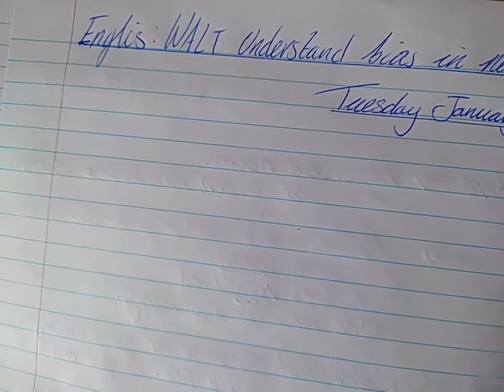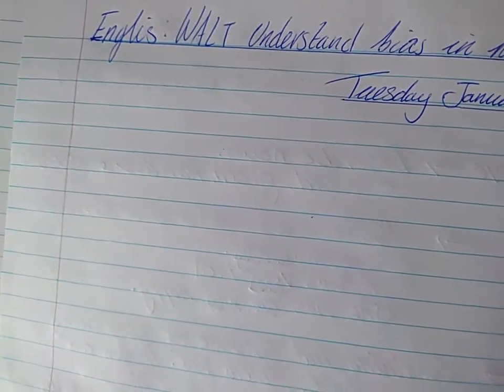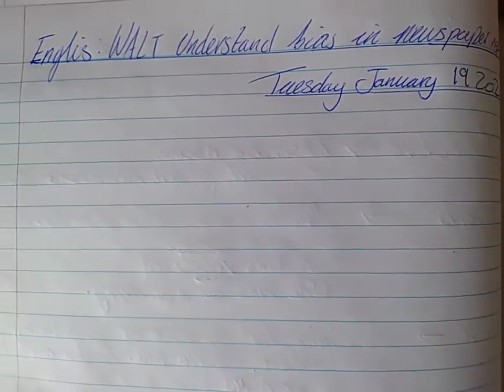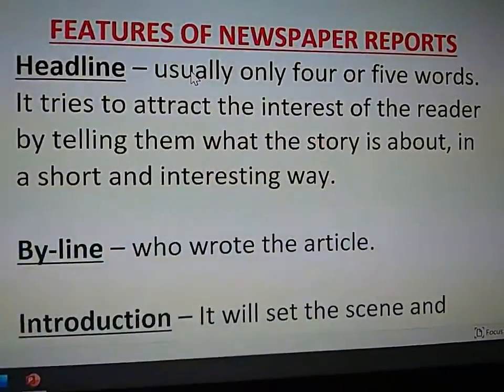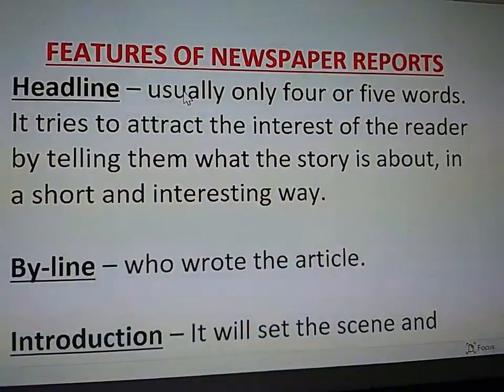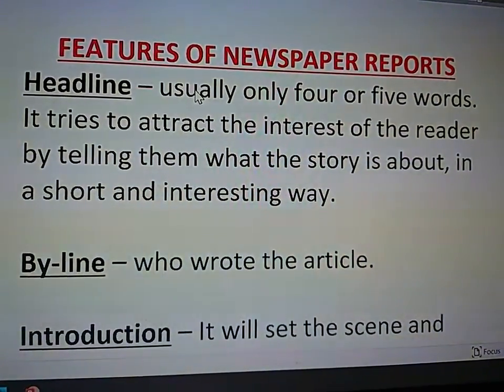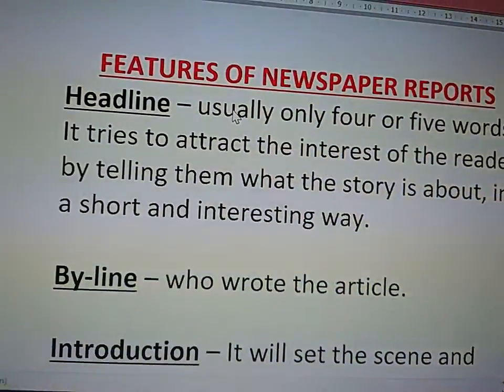We're going to look at a story in a minute, and then we're going to decide how we can show bias from different points of view. But just a quick reminder, the features of a newspaper report: you have a headline, obviously, normally 4 or 5 words. It tries to attract the reader's interest by telling them what the story is about in a short and interesting way. There we go.